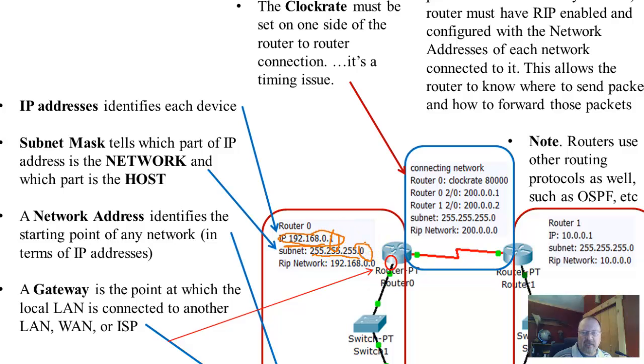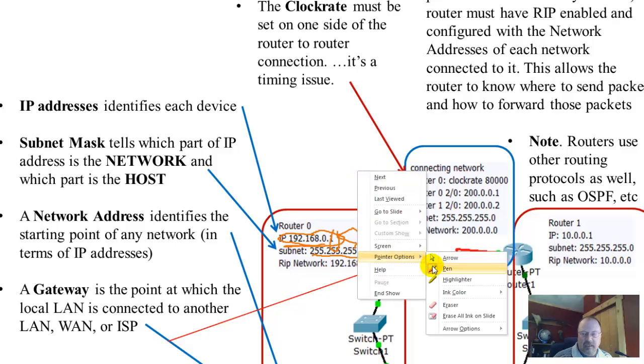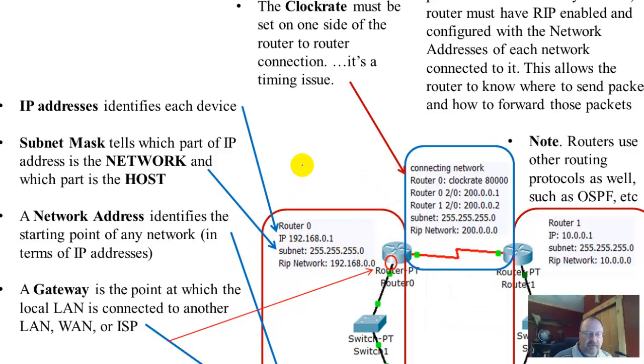Because you want to define, you have to tell the router which part is a network, which part is a host. Okay. Now, the network address is the actual address of the entire network. Okay, so that's going to be the address that all of these other boxes are on, all these other points are on. The gateway, this address right here, is the point.